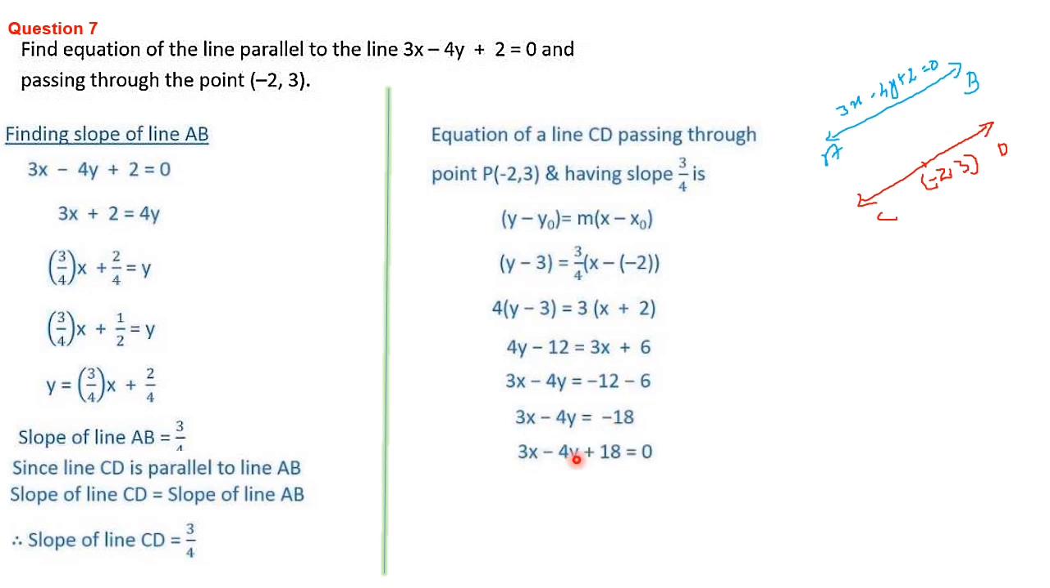So in 3x minus 4y is equal to minus 18, this minus 18 we can bring to the left side, that is plus 18 equal to 0, because ax plus by plus c is equal to 0. That is our general form. So the required equation of the line is 3x minus 4y plus 18 equal to 0.